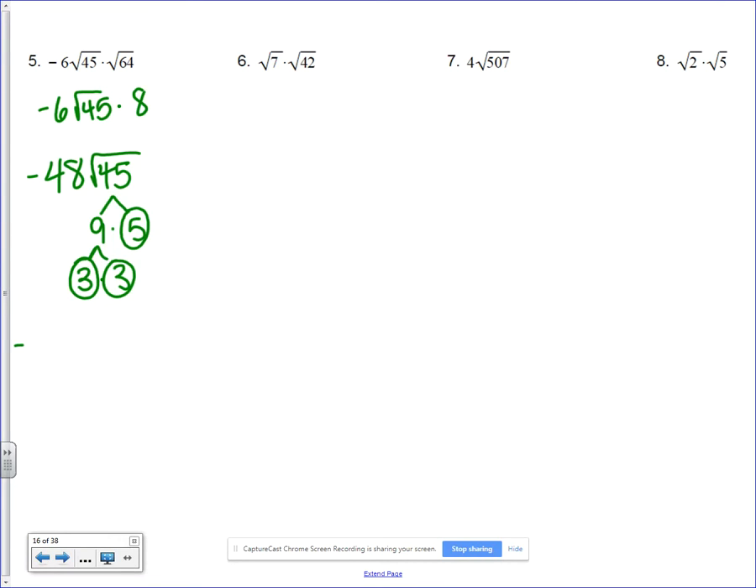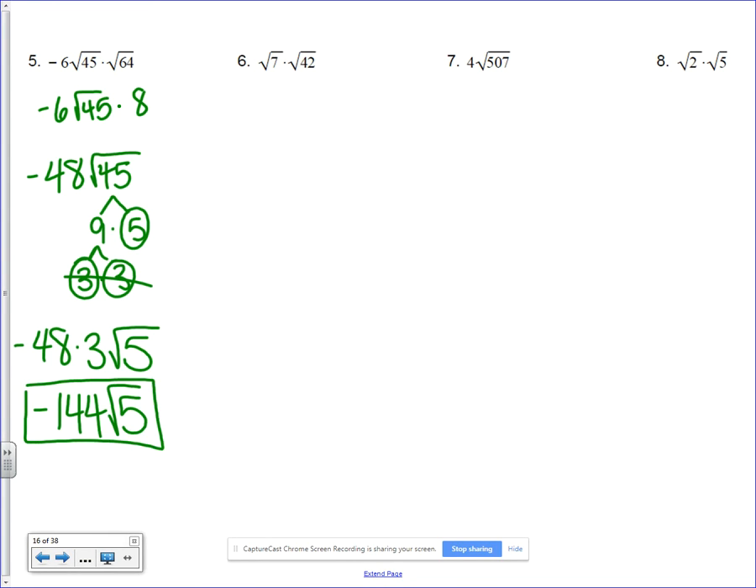Okay, so we already had the negative 48 out there. Do I have any pairs? So one of those 3's comes out. What's left underneath? 5. Okay. What is negative 48 times 3? Radical 5. Now, bless you. Now, could you have just multiplied the 45 and the 64 together? Yes, but it would have been a pretty large number for you to break down, right?